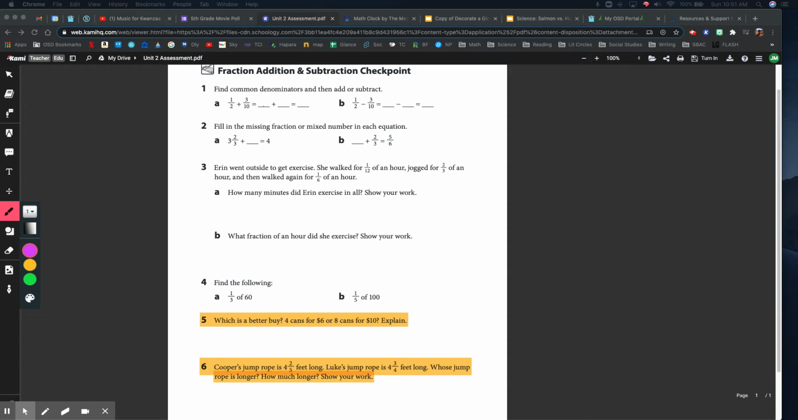Hey, mathematicians. So I wanted just to give you a quick rundown of your quiz today and hopefully give you some directions on what to do. So you'll notice this is a fraction, addition, and subtraction checkpoint. So what you're going to do is on number one, it says 1/2 plus 3/10 equals.